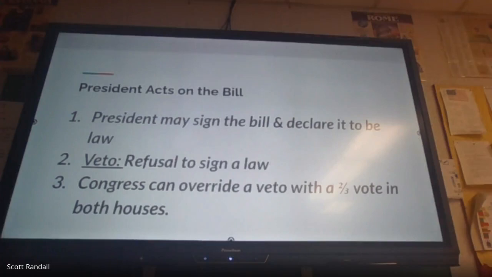One, he signs the bill and declares it to be law. That's what's going to happen this morning. That's easy. Boom. They're going to have a signing ceremony. They're going to have cameras there. He's going to hand the pen over to somebody, and they're going to put it in a little case.